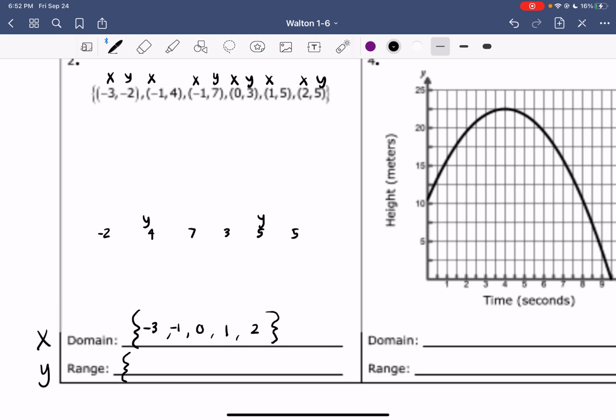We notice that these are not in numerical order. So we have all of our y values, but I'm just going to take them and write them in numerical order. So we have -2, and then 3, 4, and then look, we have 2, 5, so we only need to list one of them, and then 7. So that concludes our range values.